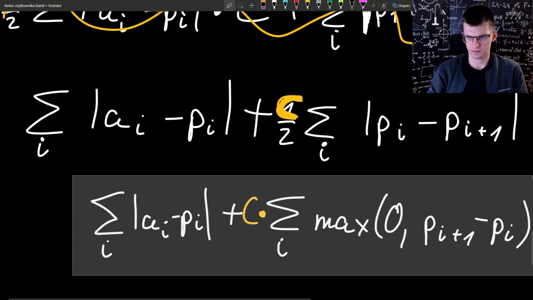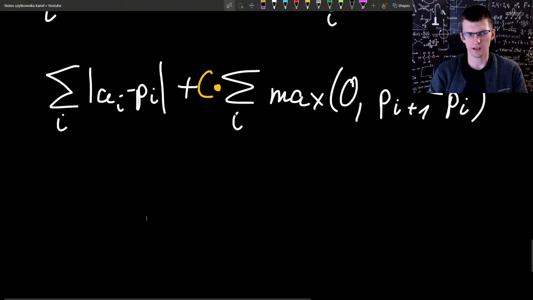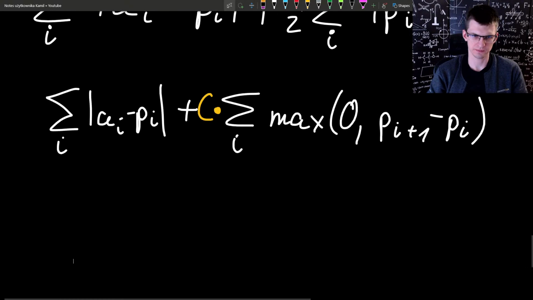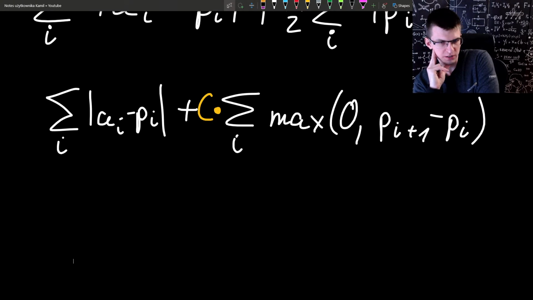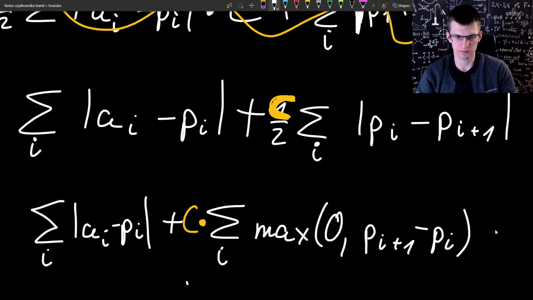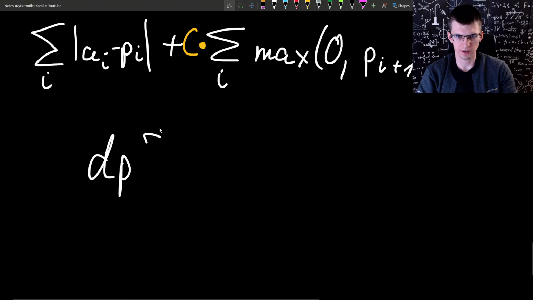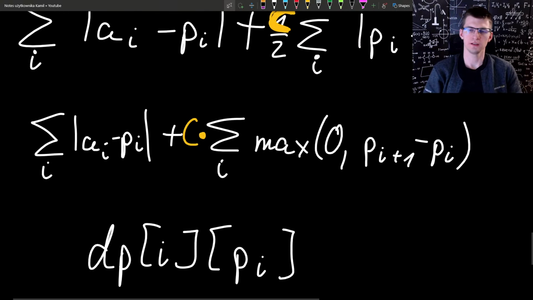And now, does this help? Given sequence A, I need to choose sequence P to minimize this sum. If values A were small, then sure, because I would just need to remember the last value, P_i, and it would be dp of I and P_i, what value P_i I chose. It's not like that though.